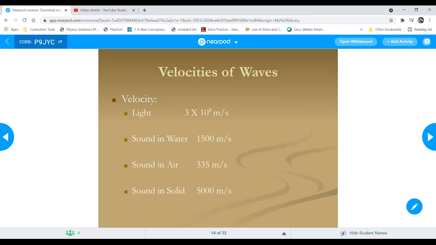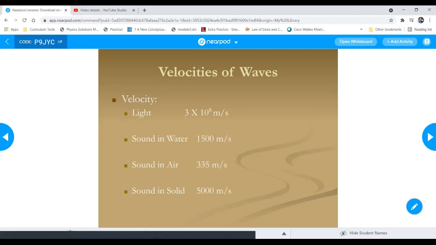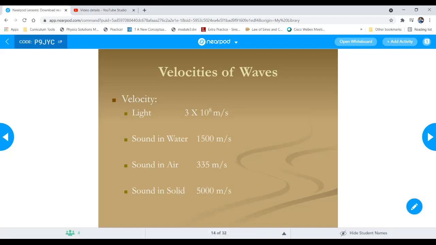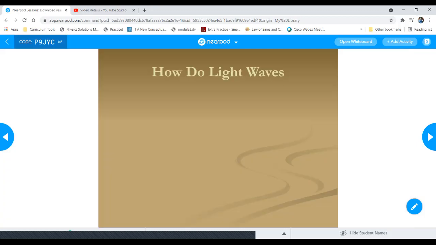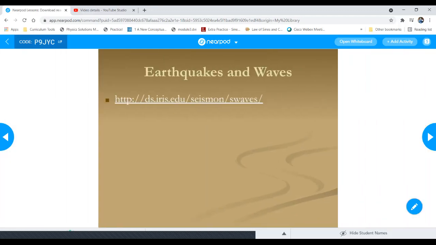Whereas light, holy cow. Of course, you guys had to work with this last week, but it's 3 times 10 to the 8th meters per second. And that's also why if you've ever watched somebody dribble a basketball from far away, you see the basketball hit and almost reach their hands before you hear the sound of that basketball. Whoops, and I didn't finish that one.